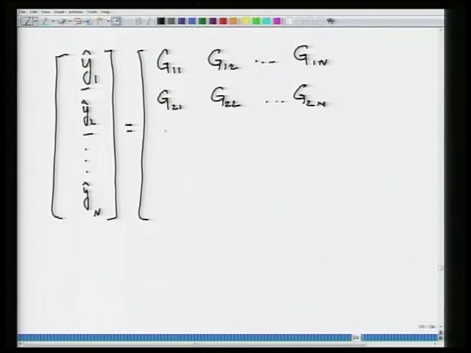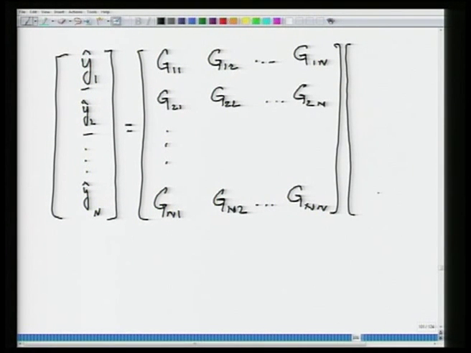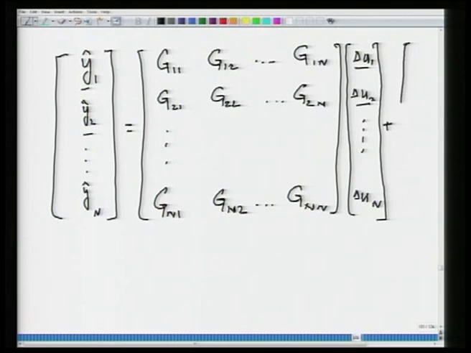Okay. And so on, Gn1, Gn2, Gnn, times delta u1, delta u2, delta un, plus f1, free response in 1, free response in 2, free response in n.